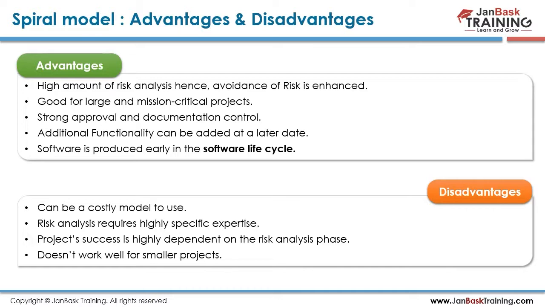It can be a more costly model compared to others because we are analyzing the risk at step 3. Project success is highly dependent upon the risk analysis phase: what kind of risk is involved and how we're going to handle that. That's all done in such cases, and it does not work well for smaller projects. So we need to make sure smaller projects do not fall under the bracket of spiral.